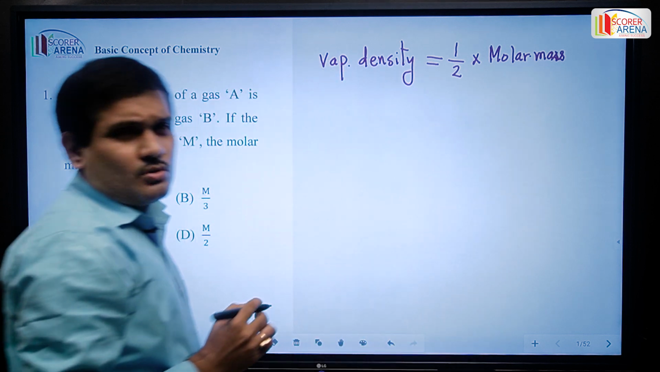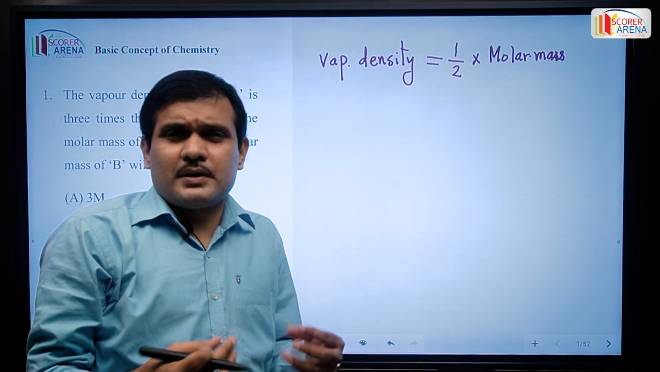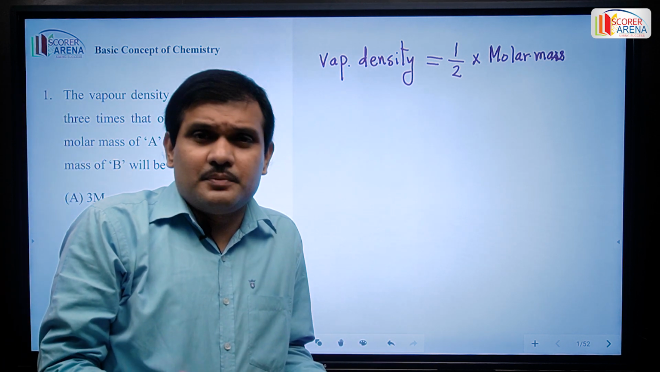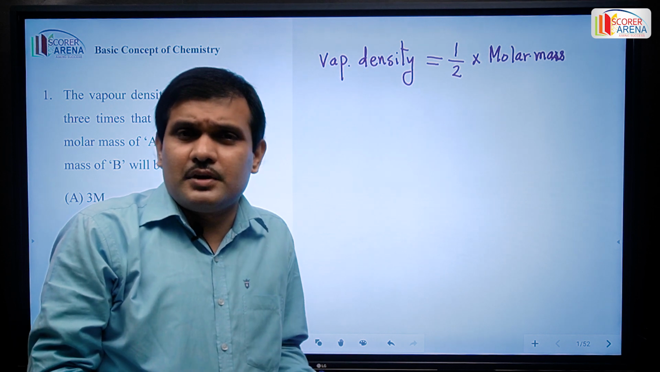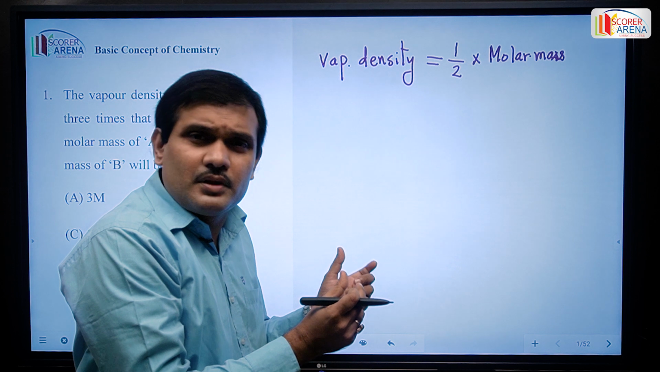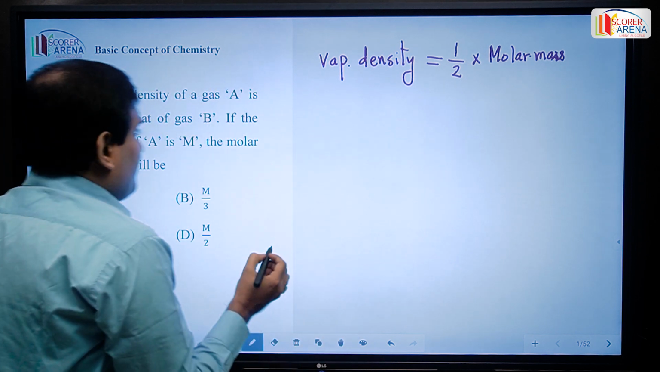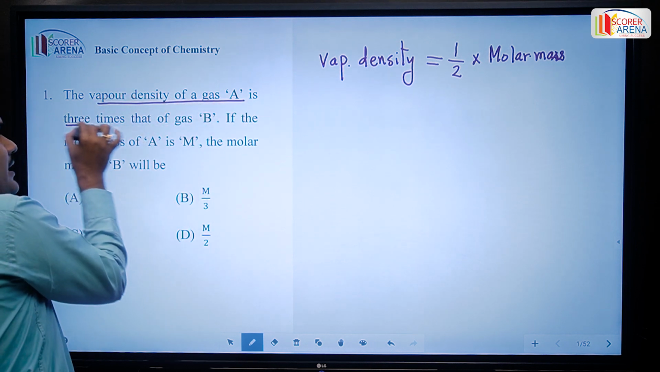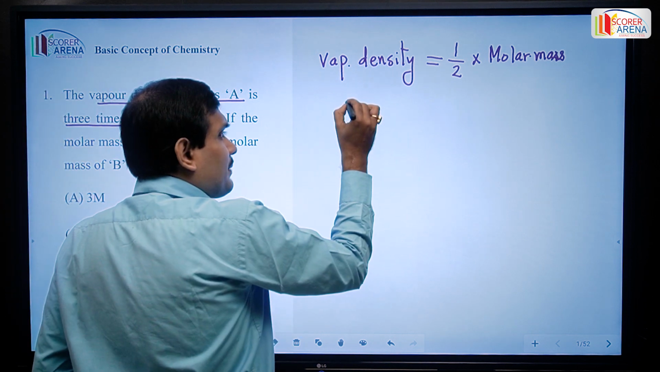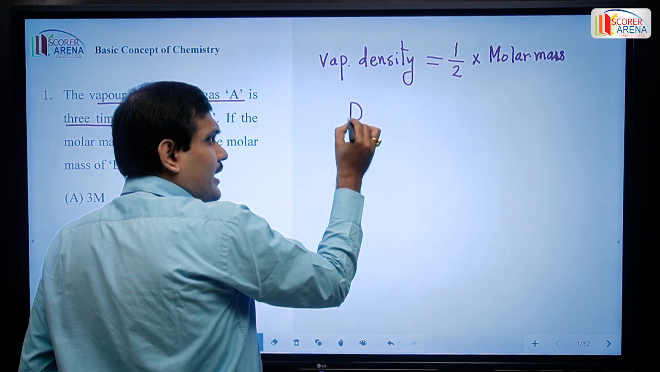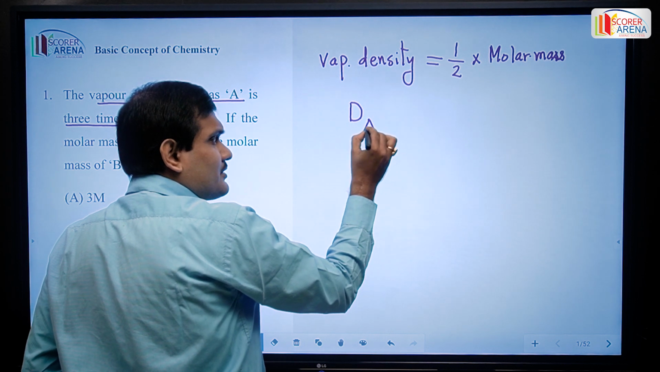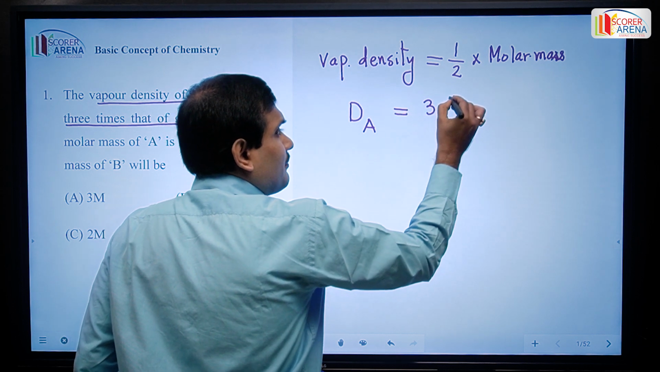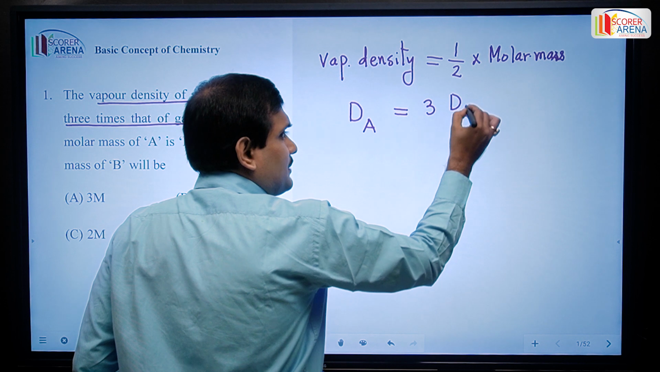of a gas. For simplicity, if we take the vapor densities of the two gases A and B as dA and dB, and the molar masses as Ma and Mb, we can quickly solve this problem in a very easy way. It is given that the vapor density of gas A is 3 times that of gas B. So the vapor density of A, represented by dA, will be equal to 3 times the vapor density of gas B.